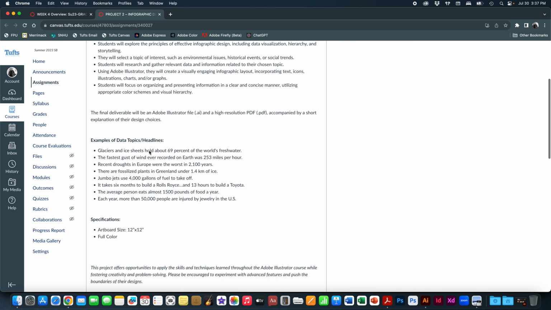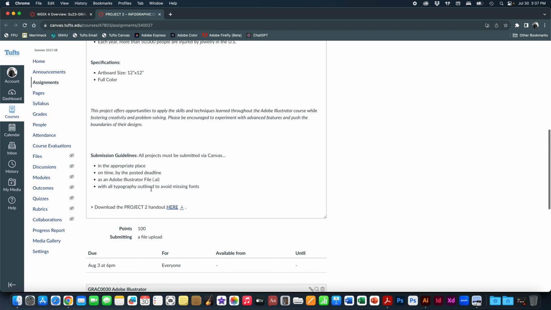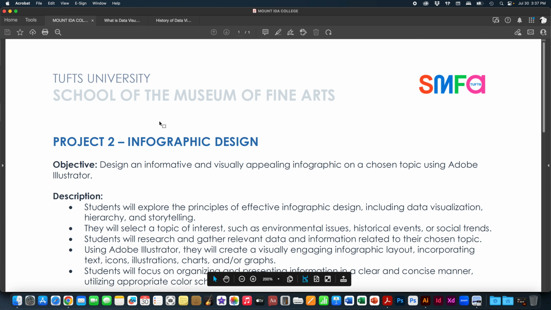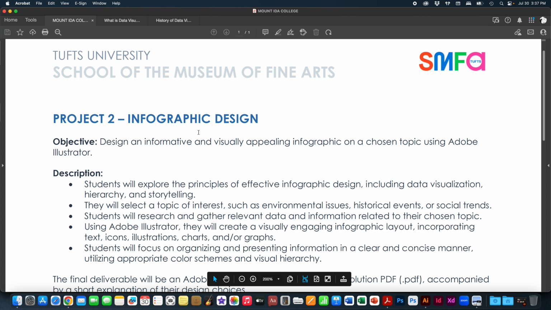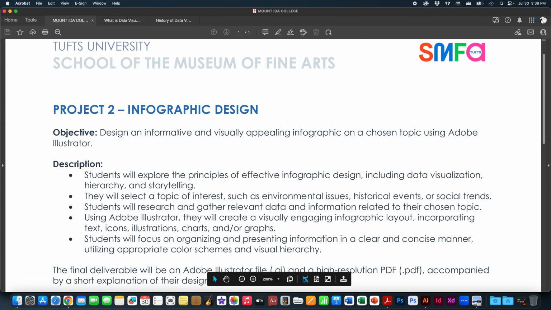Now, of course, you can read through the assignment here in Canvas, which maybe you've already done, or you can download the handout here, which is this PDF here. So I'm going to breeze through it here quickly. Obviously, you can read through it yourself, but I just want to breeze through it just to see if I have any points I want to make that we don't want to forget about.